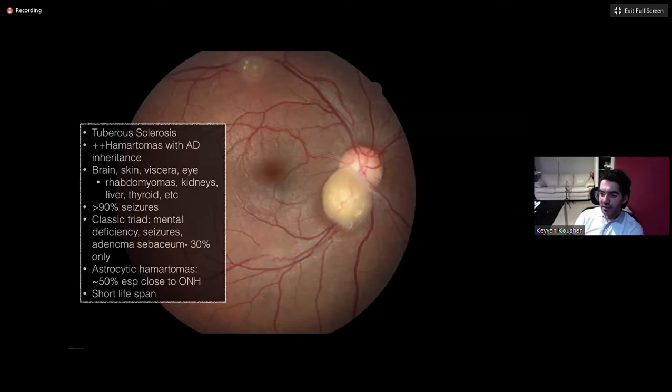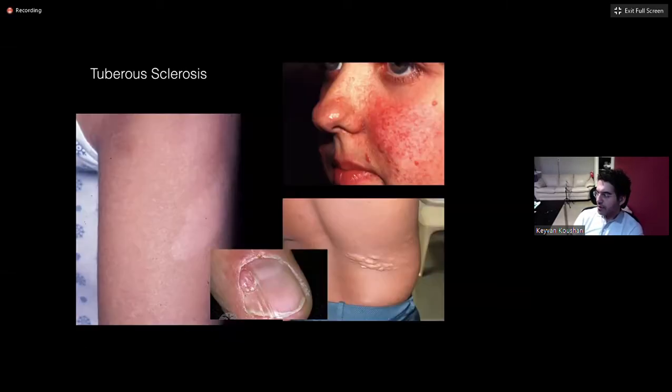And as you can see, those lesions look a bit different. Some of them are very mulberry lesions, very distinct. Some of them are less distinct. So these are some of the systemic associations with tuberous sclerosis.